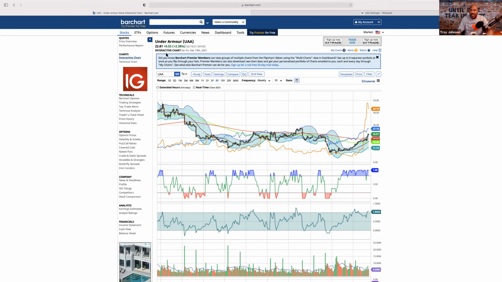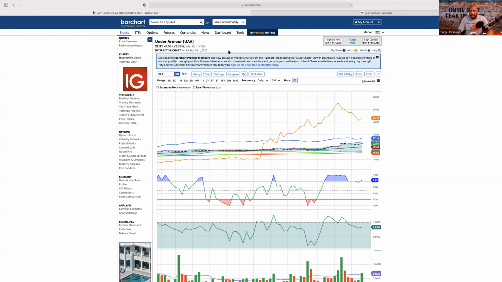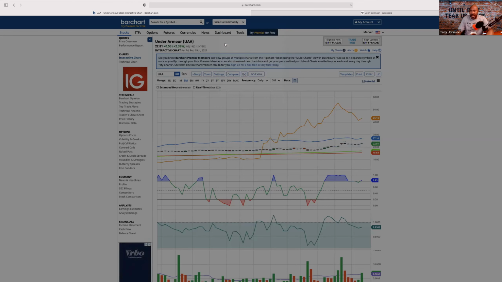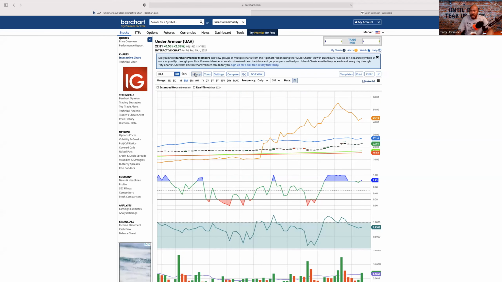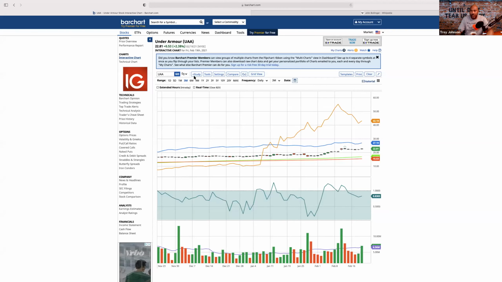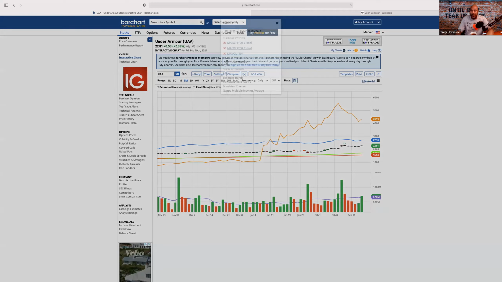Let me create something. Let me create a different code. Let me do something a little different here, because that's super messy and it's hard to see. Let me go with a template and let me go with the 200. All right. Then let me get rid of a study and let me get rid of the Bollinger Band and let me get rid of all of this stuff here so that you can see what I'm talking about. And let me get rid of the volume.